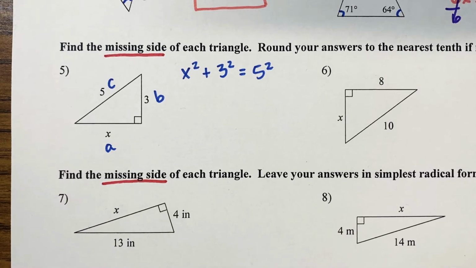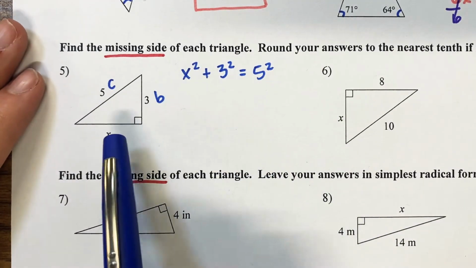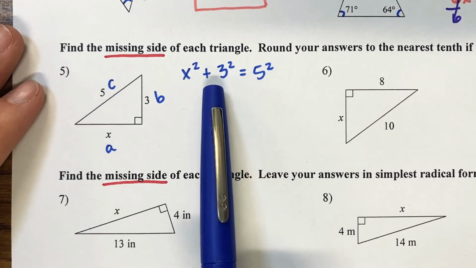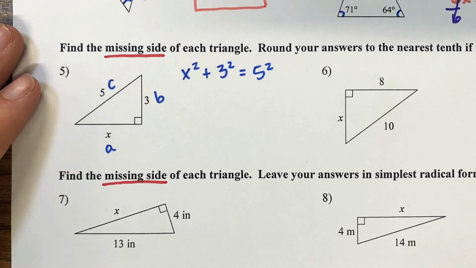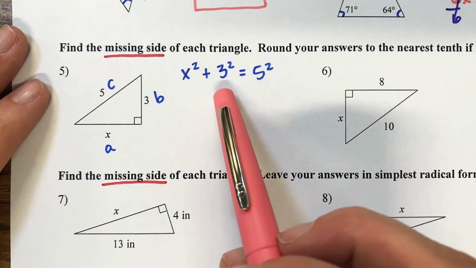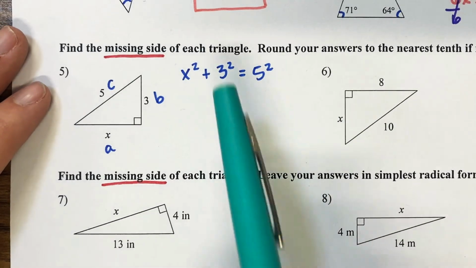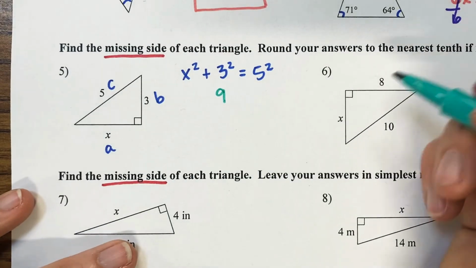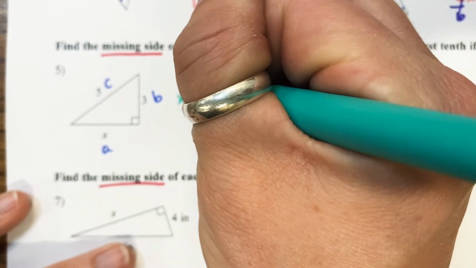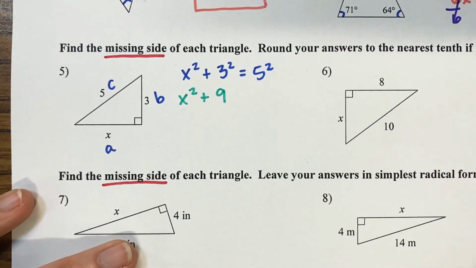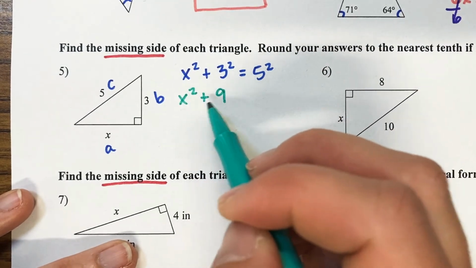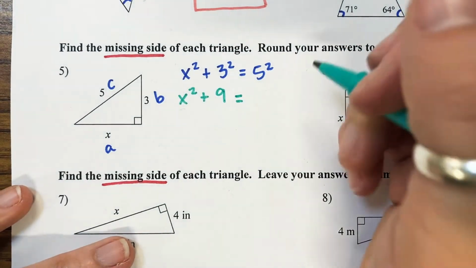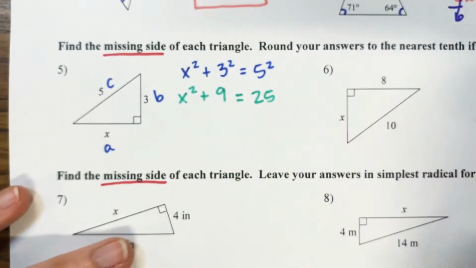Now I can start solving for x, or what my missing side is. The first thing I want to do is figure out what is 3 squared and 5 squared. What is 3 squared? What's 3 times 3? That 3 squared is going to turn into a 9. We can't change x squared into something because we don't know what x is. So it has to say x squared plus 9 equals, what is 5 squared? 5 times 5? 25.